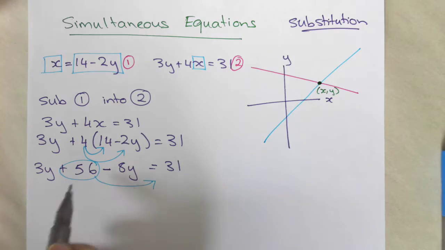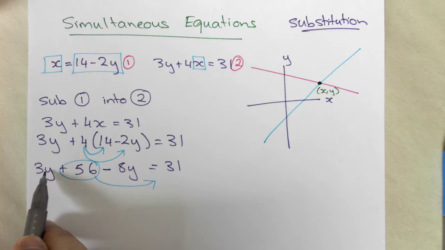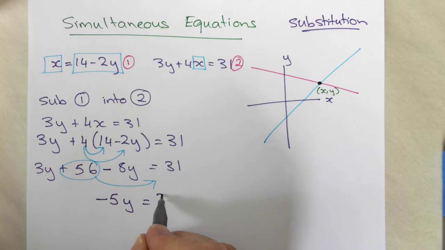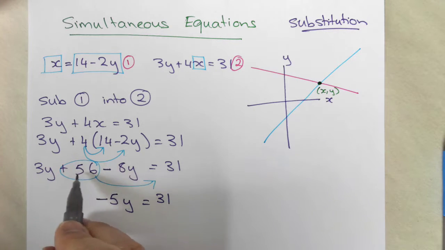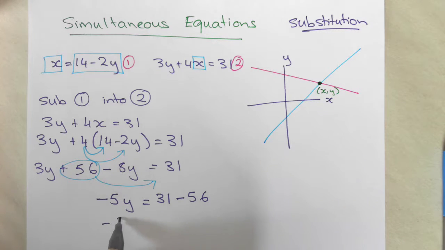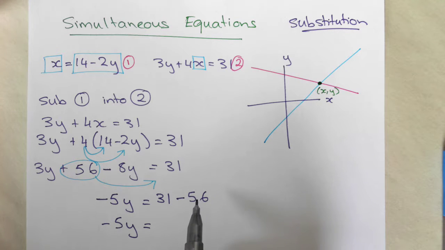So we just need to move that 56. So 3 lots of y take away 8 lots of y is going to leave us with negative 5 lots of y, is equal to the 31 that's already there, and that 56 moves across and becomes take away 56. So minus 5y is equal to 31 take away 56.